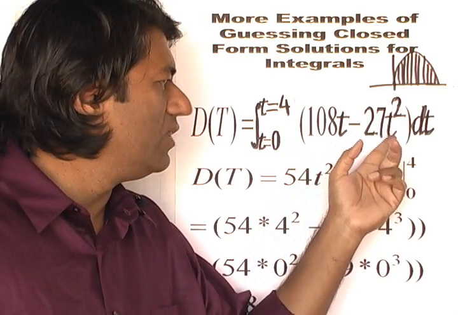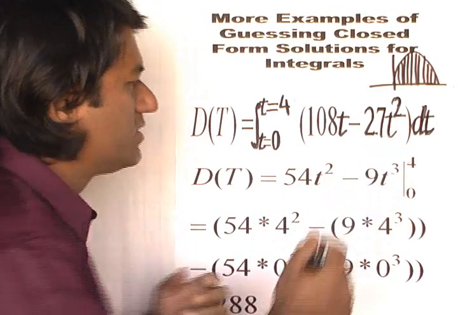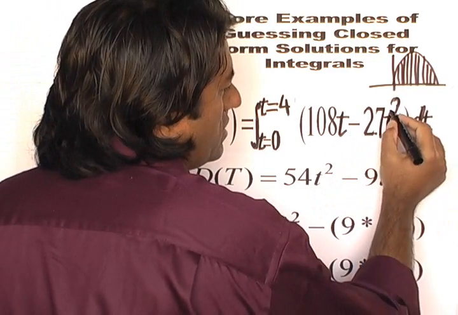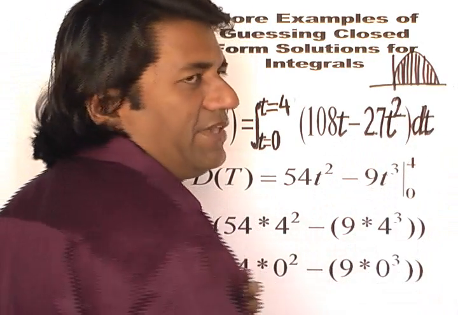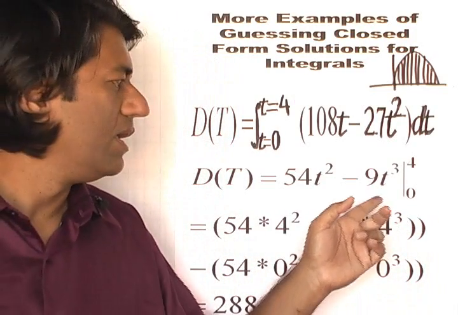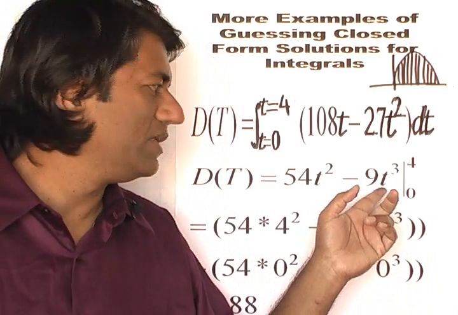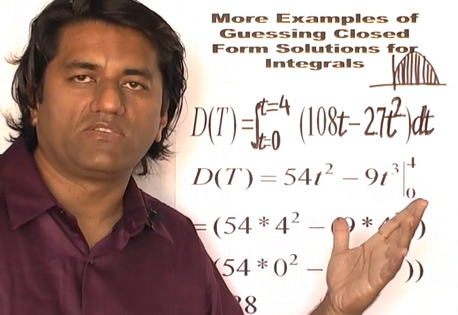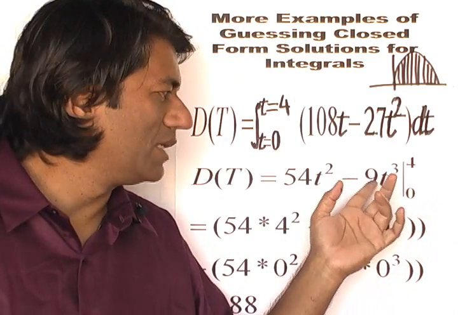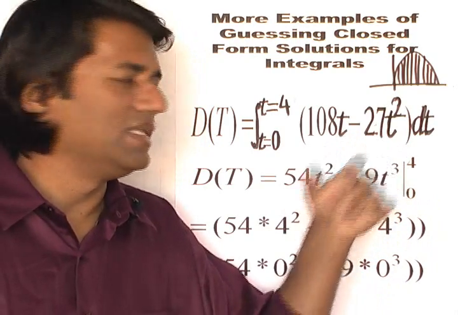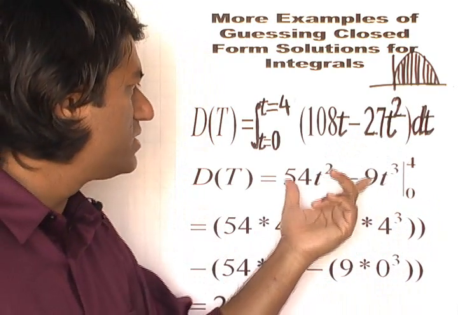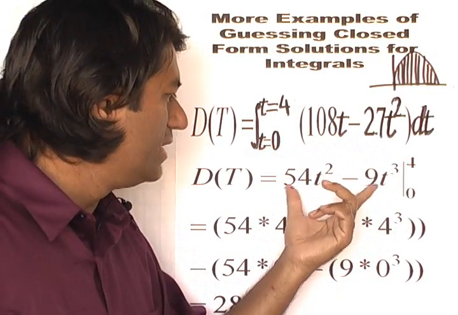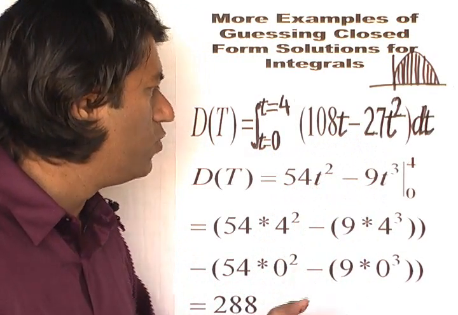Similarly, the integral of 27t squared is 9t cubed. If I take the derivative of 9t cubed, the derivative of t cubed is 3t squared, and I multiply that by 9, I get 27t squared. Hence, the closed form solution for this integral is 54t squared minus 9t cubed.